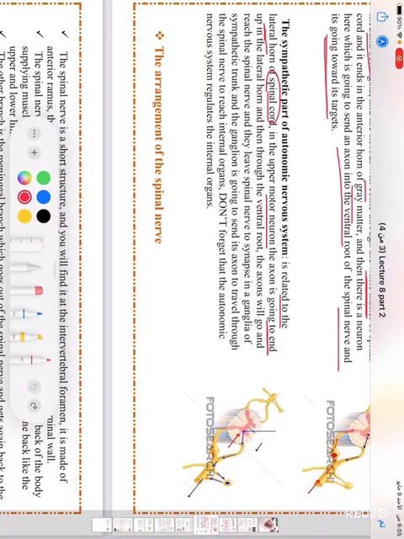It will go to end up in the lateral horn and then through the ventral root. The axon will go and reach the spinal nerve and they leave spinal nerve to synapse in the ganglia of the sympathetic trunk and the ganglion is going to send its axon to travel through the spinal nerve to reach the internal organ. Don't forget that the autonomic nervous system regulates the internal organ. تمام الautonomic nervous system مسؤول عن regulating the internal organ.